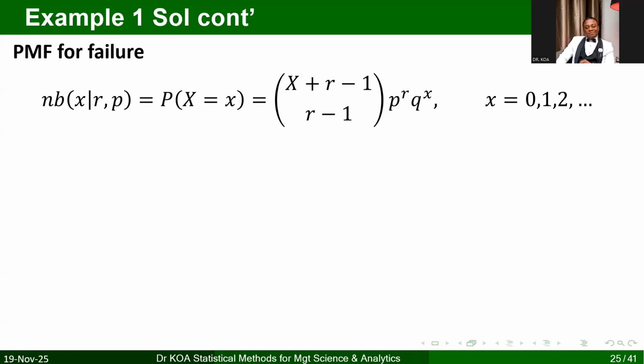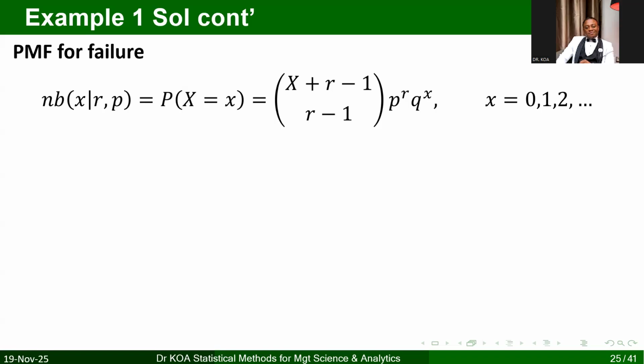Will it be 9, 2? And then X, that is 7 plus 3 minus 1, 9. Yeah. And 3 minus 1 is 2. Oh, would that be? Oh, no. Then I think I've made a typo.